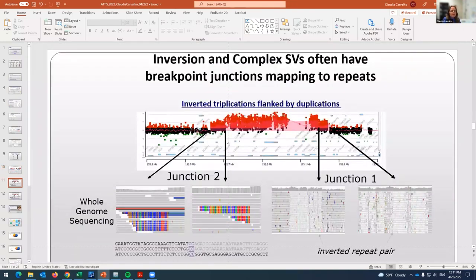Here is an example of the problem that we see with this type of complex rearrangement. For the inverted triplication shown in this array, one of the junctions maps to unique regions, and the split reads can easily detect and resolve it. However, the second junction maps to inverted repeats or segmental duplications that are in inverted orientation, and the short reads do not see them at all.